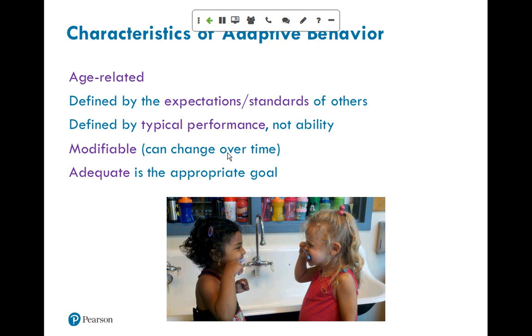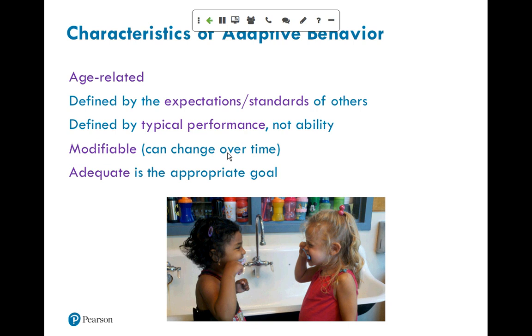There are tenets of adaptive behavior that date all the way back to when adaptive behavior was first defined in the early 1900s by Edgar Doll, and that's that adaptive behavior is age-related. So earlier in development, a person has fewer adaptive skills than they do when they're older, and they acquire more skills. Adaptive behavior is defined by the expectations and standards of others because we live in a very social world, so it's what the world's demanding of us.